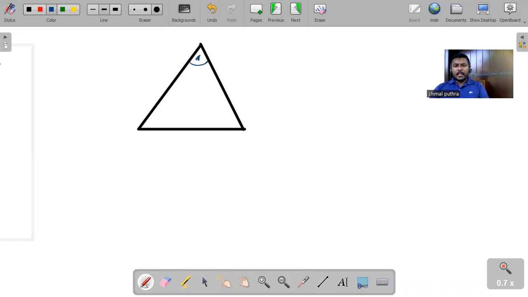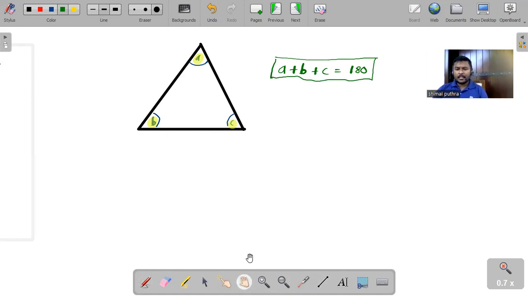I will name this angle A, this angle B, this angle C. If we want to find the internal angles of a triangle, then definitely they should be equal to 180. This is an internal angle, and this is an internal angle, and this is an internal angle. If we take the sum of the internal angles A, B, C, that means A plus B plus C should be equal to 180. The sum of the internal angles of a triangle is equal to 180.